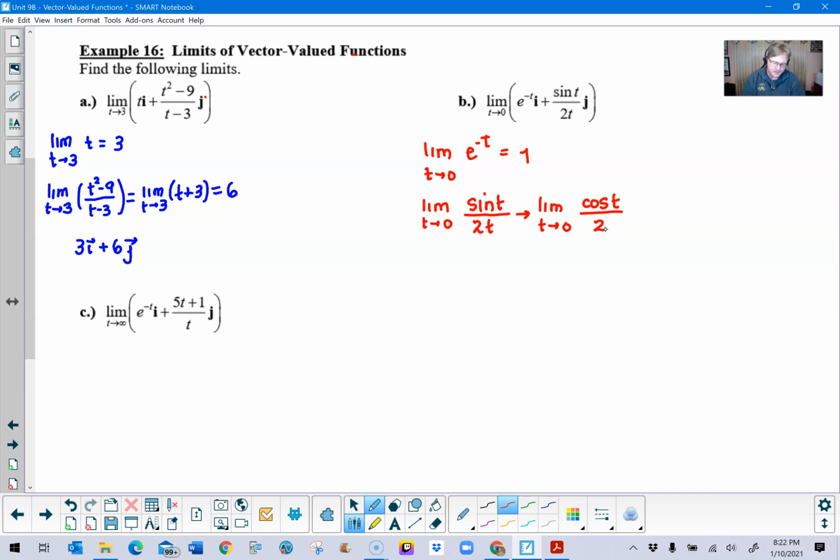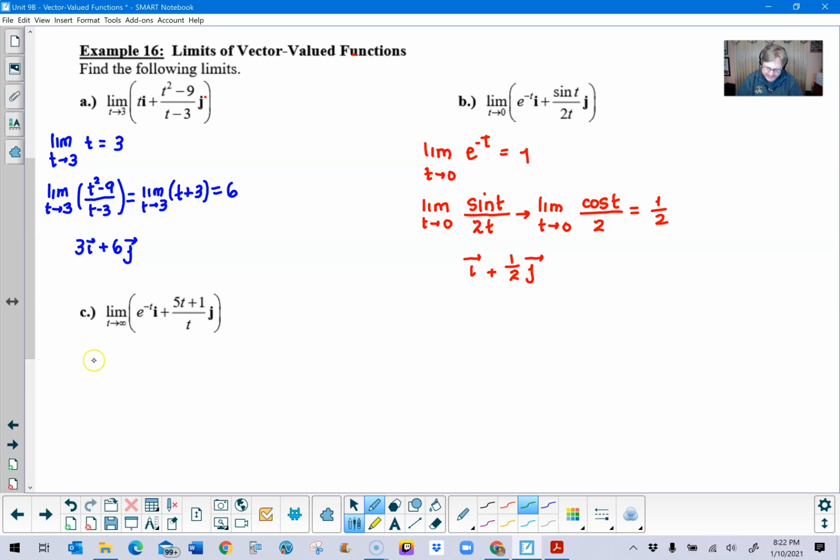And so if you plug in this 0 for the t, you get cosine of 0, which of course is 1. And then the 2 constant in the bottom. And so there we have 1 times i plus 1/2 times your j. And then finally, for part C, this would be a very good one for you guys to pause the video for, work through, and check your answer.